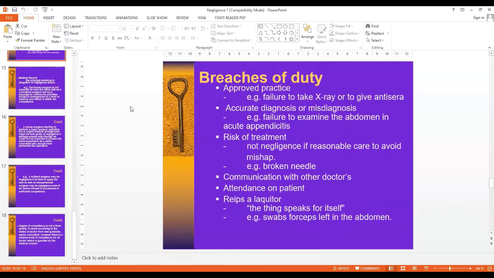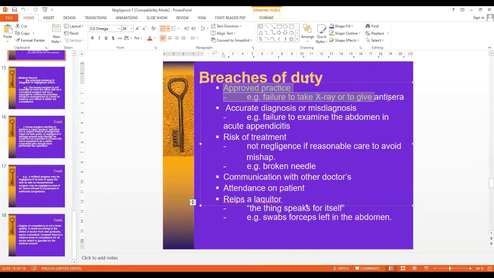Approved practice, for example, failure to take an X-ray or to give anti-sera. Number two, accurate diagnosis or misdiagnosis, for example, failure to examine the abdomen in acute appendicitis. These are the breaches of the duty from the doctor's side. Risk of treatment: not negligence if reasonable care was taken to avoid mishap, for example, a broken needle. Communication with other doctors, attendance on patient, res ipsa loquitur, the thing speaks for itself, for example, swabs or forceps left in the abdomen. This is a very important OSPE type of question.